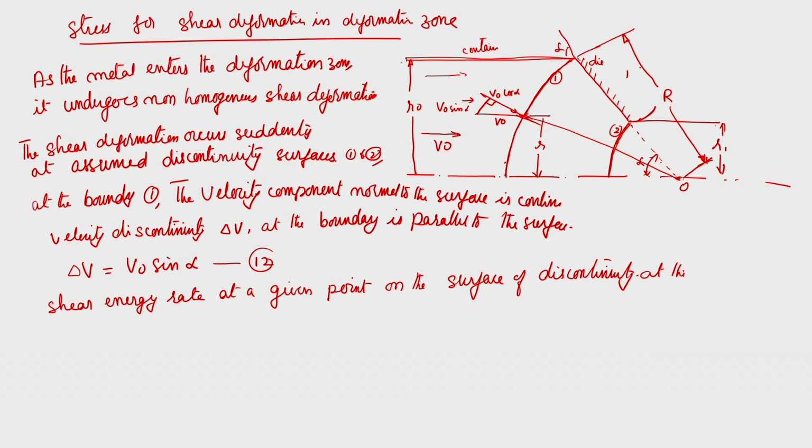At the entrance, okay, at the entrance region. One is at the exit and another is at the entrance. We can say dW dot E is equal to tau into delta V, the velocity discontinuity, into area dA. This is 13.